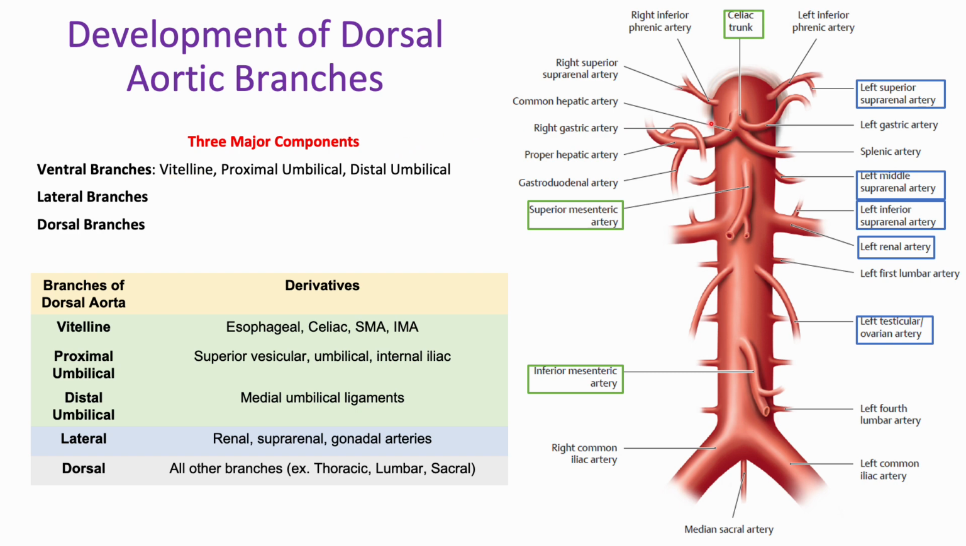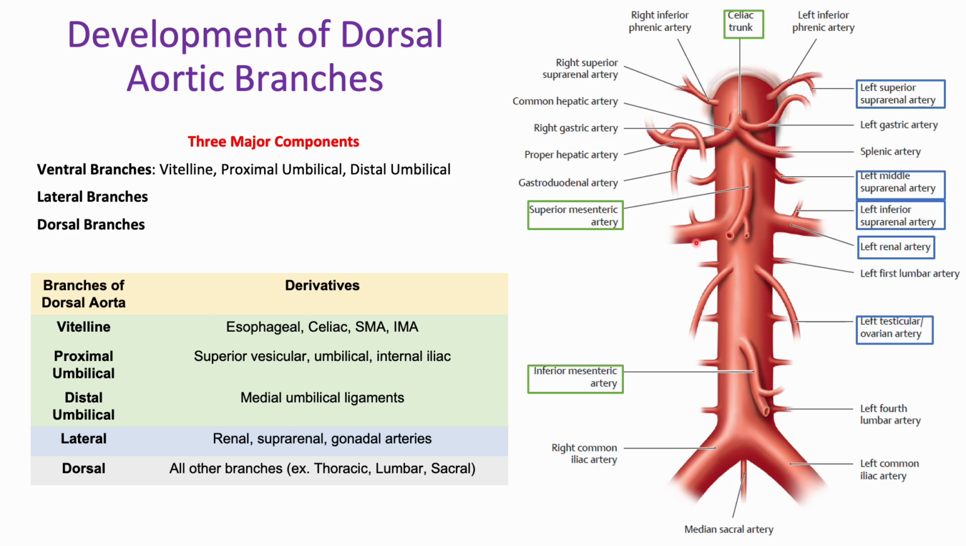And we think, what are the 3 major vessels that come off the abdominal aorta right off the front that supply the GI system? You have the celiac trunk, the superior mesenteric artery, and the inferior mesenteric artery. We're also going to have the esophageal branches more proximal than seen in this image, but really supplying the GI system: celiac trunk, SMA, IMA, esophageal branches. Those are all from the vitelline components off of the ventral branches of the aorta.